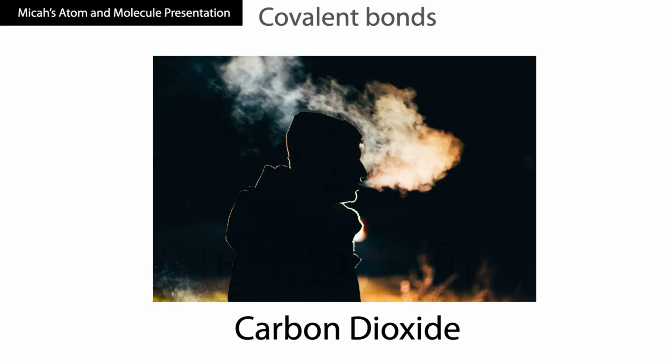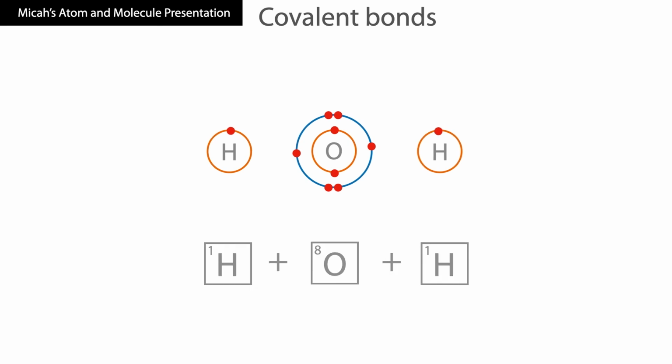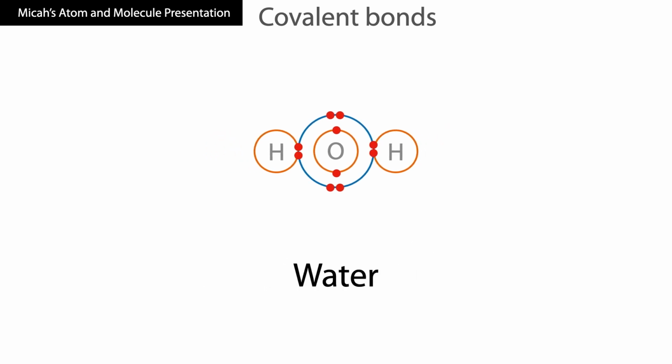Here are 2 hydrogen atoms and 1 oxygen atom. Guess what they make? I don't know, spaghetti? Close. They combine to form water, which you need to make spaghetti. Water has a covalent bond where each atom has a full outer shell.